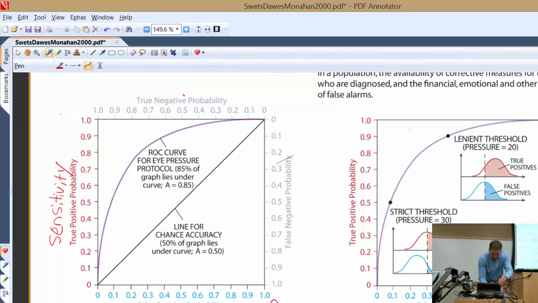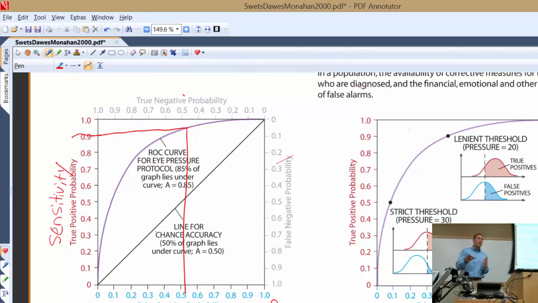So maybe you desire a sensitivity of 0.9. Well, to find what the 1 minus specificity is, go over to the curve, and then you project down, and you can see that you get a 1 minus specificity of a little over 0.5. Well, you might see that and think, okay, I can't deal with that many false positives.